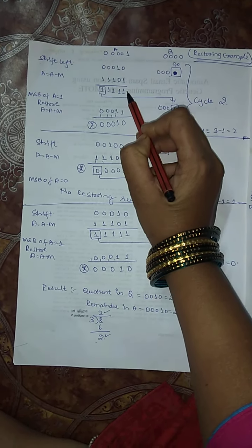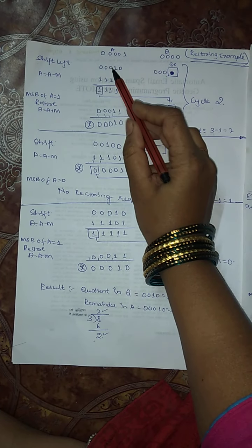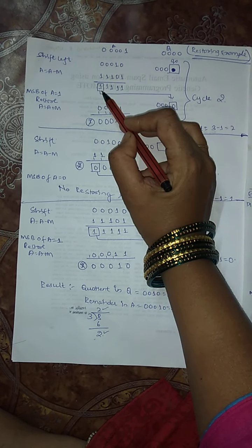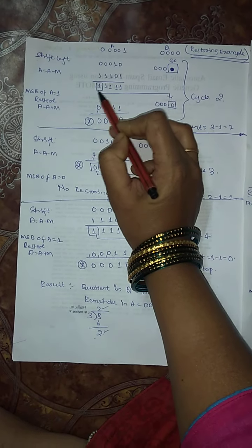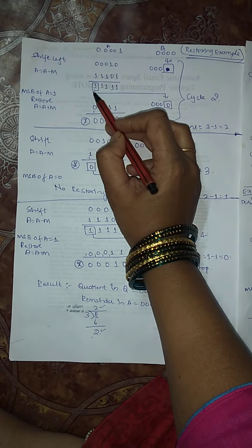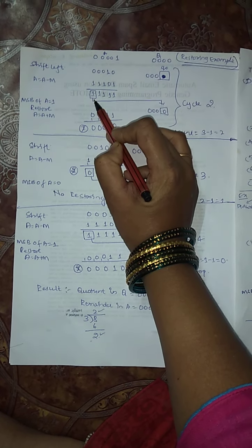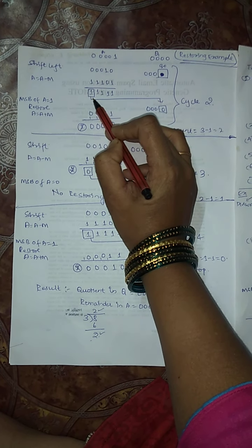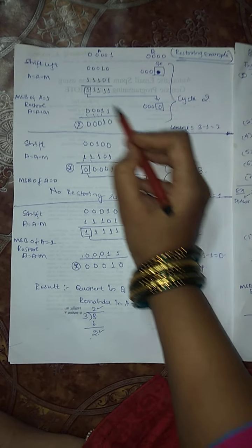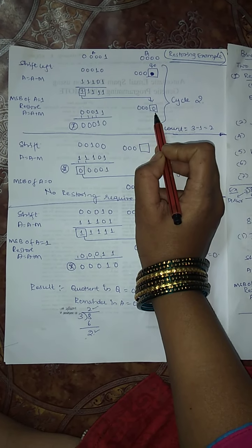0 plus 1 is 1. 1 plus 0 is 1. 0 plus 1, 0 plus 1, 0 plus 1. We have got all ones. Next, find the MSB value of A. The MSB value is 1. So what will be the value of Q naught? Yes, Q naught value will be 0. When MSB is 1, Q naught value will be 0.